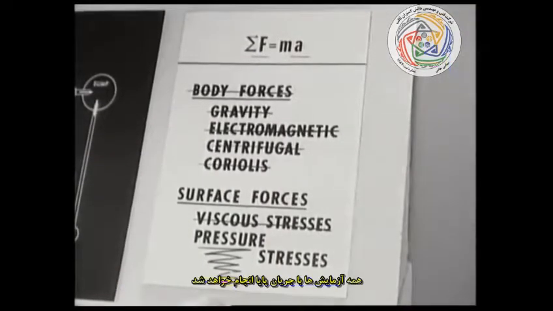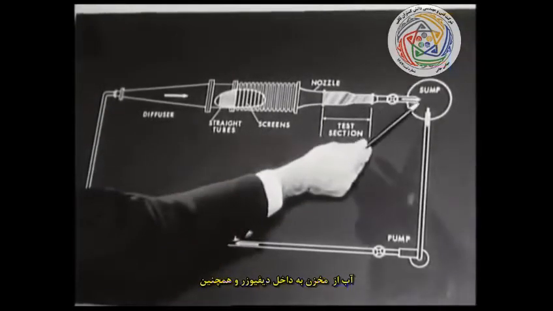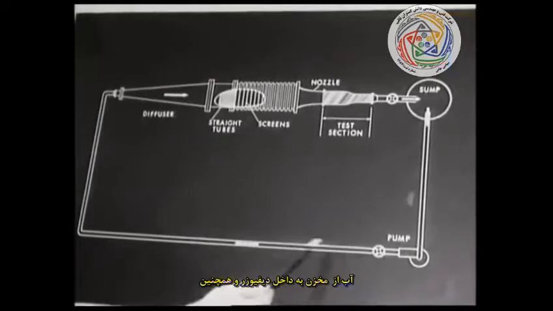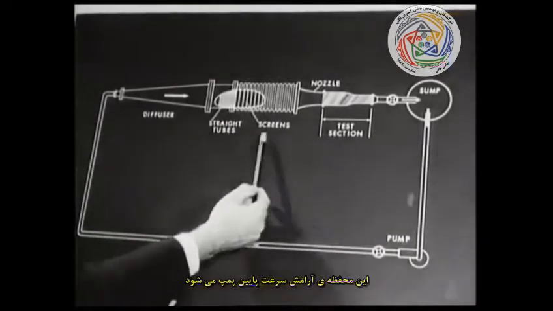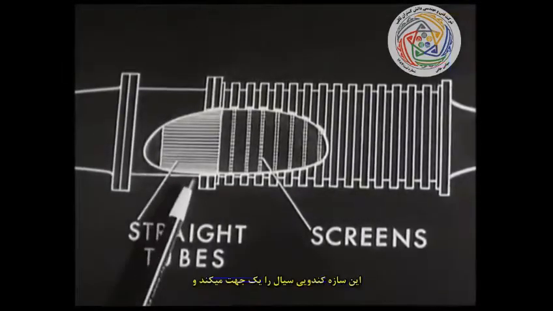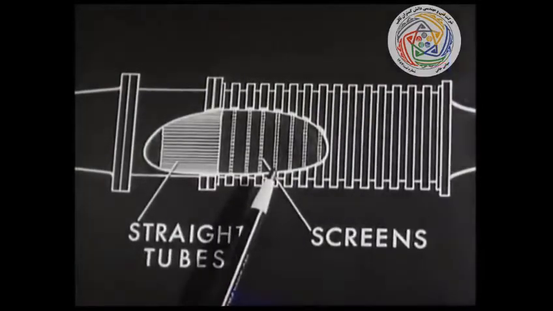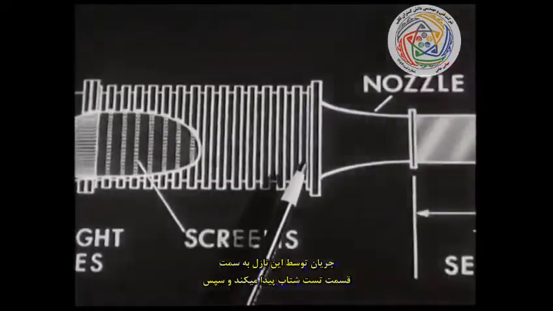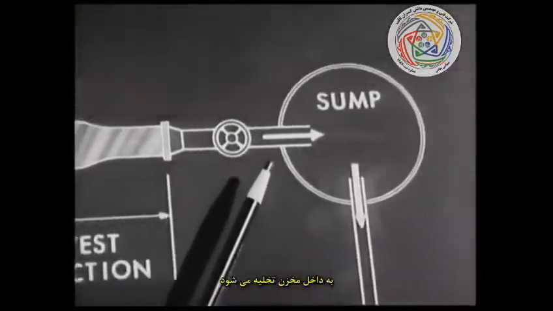All the experiments will be in steady flow. This is the test circuit used for many of the experiments. Water from the sump is pumped to the diffuser and into this large low-speed settling chamber. The honeycomb straightens the flow, and these screens reduce the turbulence level. The flow is accelerated by this nozzle into the test section and then discharges back to the sump.